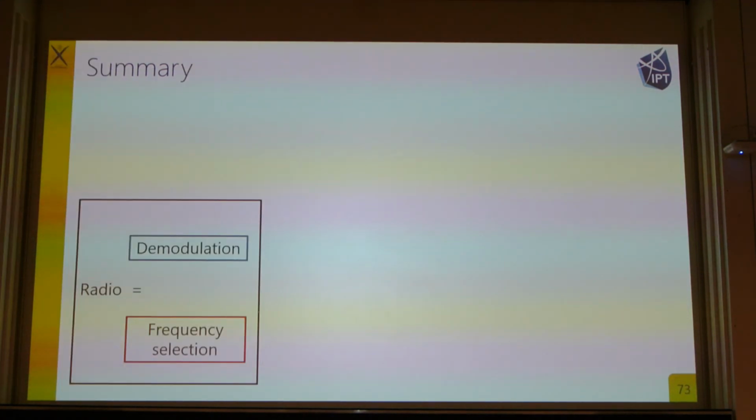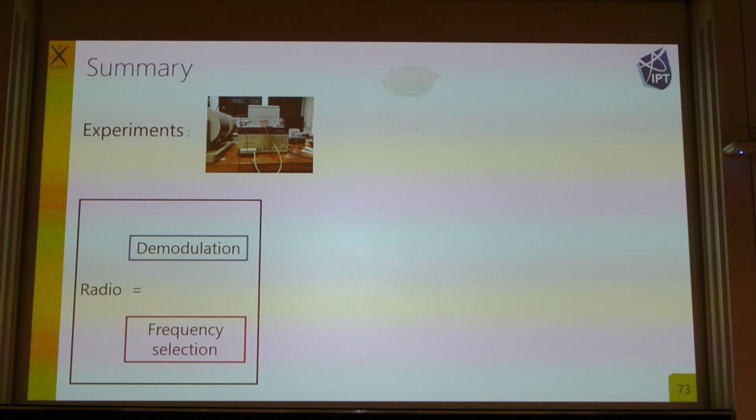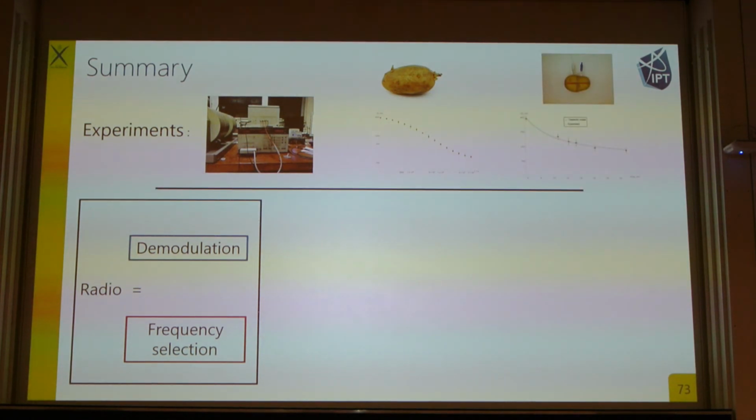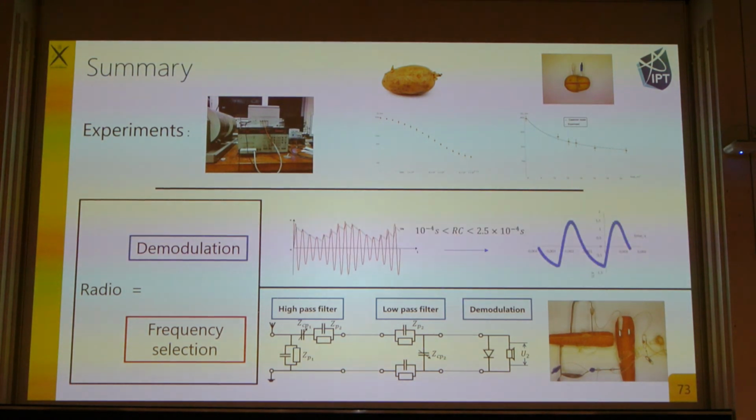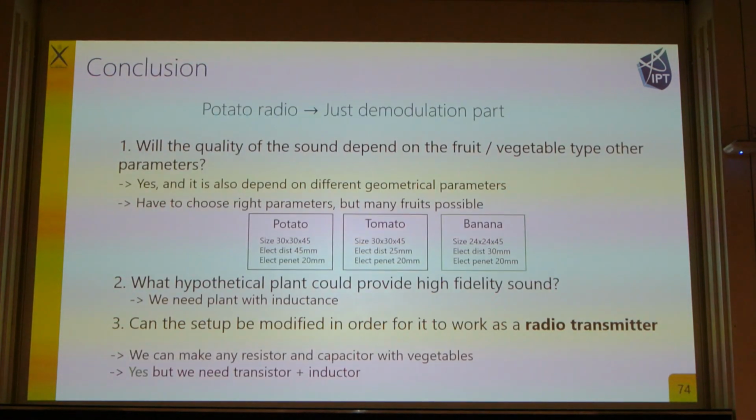So I'll go for just the summary. Experimentally, we did the model, we measured the impedance for each potato, we provide the model to predict all of them. The same thing we did with the cut potato. For frequency selection, we can show that there is a possibility to do the bandpass, but the problem is that we cannot actually choose the frequency. For the demodulation part, we just show the condition of the demodulation, and so this is our solution.